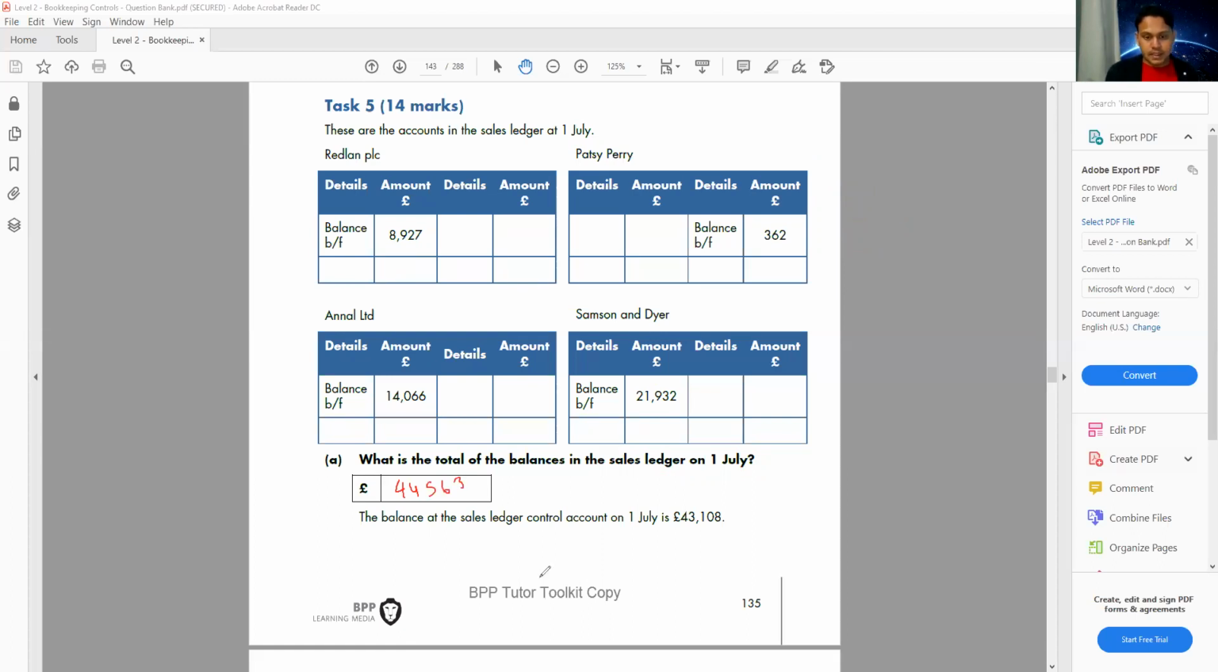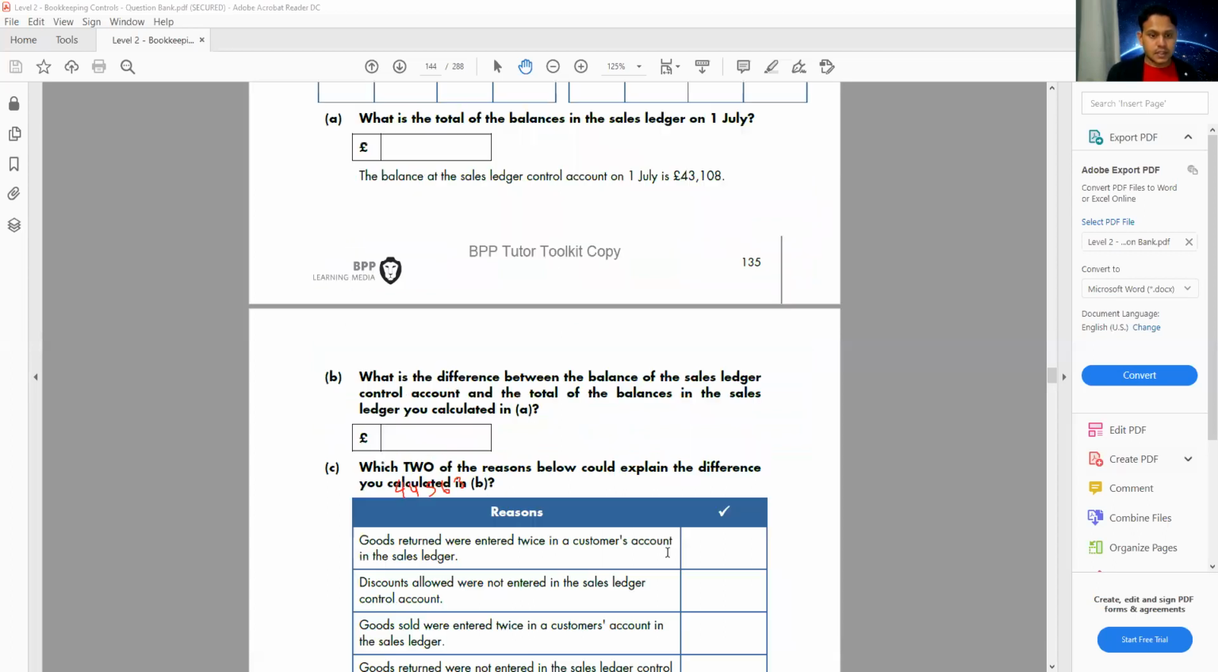Now we're going to come down. Let's have a look. Here we go. The next requirement here is the balance on the sales ledger control account. That was for the sales ledger. This is for the sales ledger control. That is 43,108. So the total balance on the control account is 43,108, but my total of the sales ledger is saying 44,563. It's not matching.